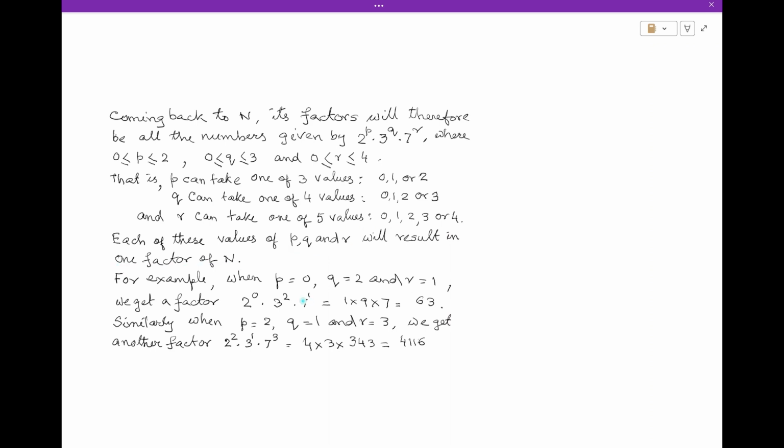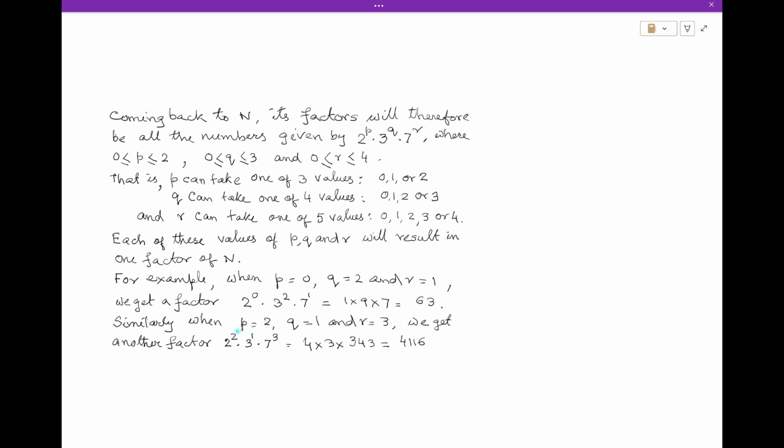For example, when p is equal to 0, q is equal to 2 and r is equal to 1, we get a factor 2 to the power of 0 multiplied by 3 to the power of 2 multiplied by 7 to the power of 1, that is 1 multiplied by 9 multiplied by 7, that is 63. So 63 will be a factor of n.